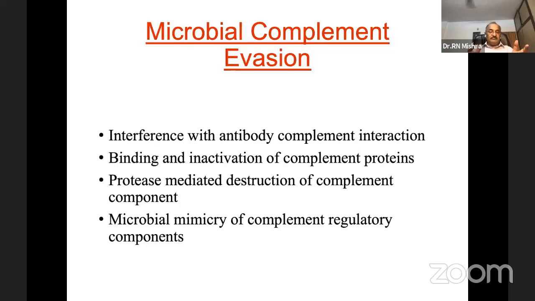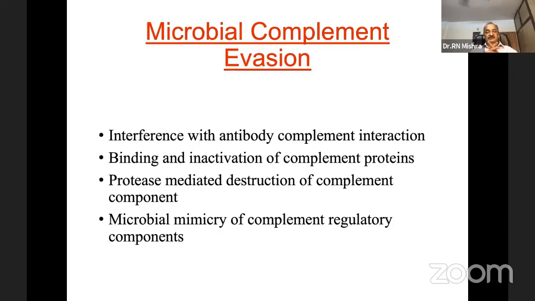In clinical practice, what we generally assess is C3 and C4. C3 is for both pathways, C4 is for classical pathway. If C3 and C4 are less, then we see it usually in situations like SLE, and that is taken as an active marker for SLE. But if only C3 is low and C4 is normal, it means alternative pathway activation is there.